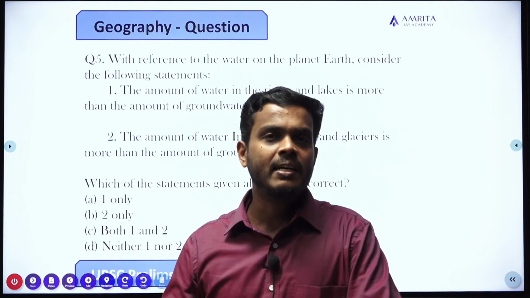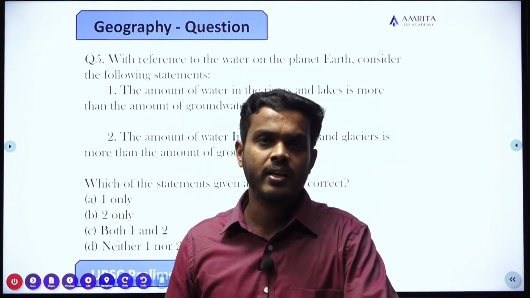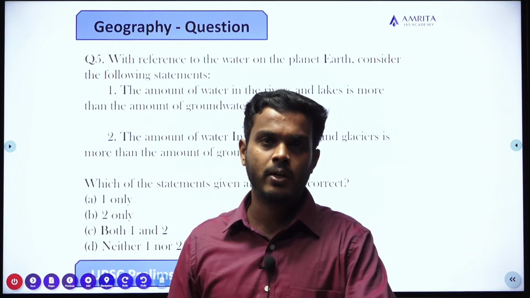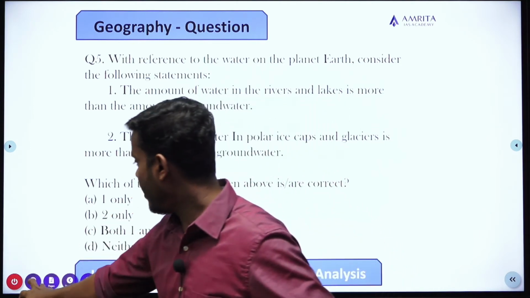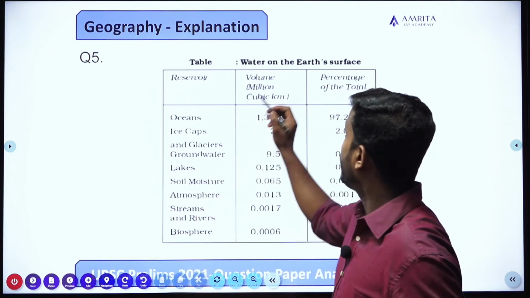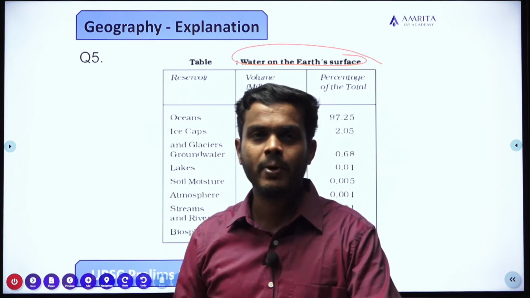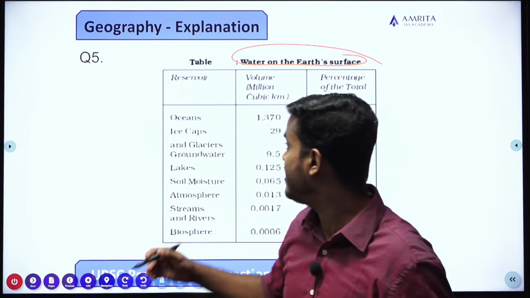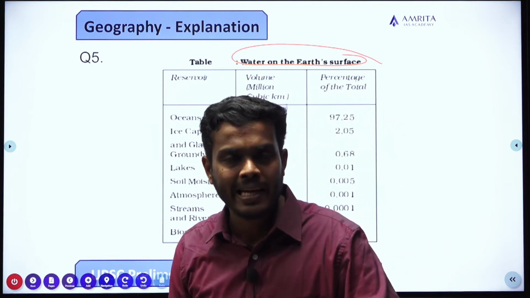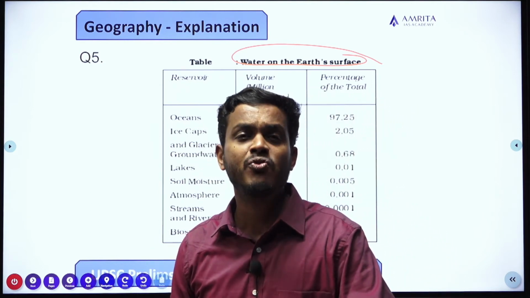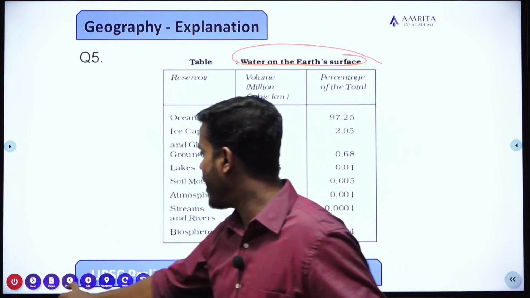If you have studied the NCERTs of geography, plus 11th and 12th class geography, then you could have easily answered this particular question. Because in the NCERT, there is a chart given. Okay, I'll show you the chart. This is the chart of water on the Earth's surface. This is the table given in your NCERT, and this is explaining about the different water resources or reservoirs on planet Earth and what percentage of water is there in each resource. Okay, now we will go back to the question.